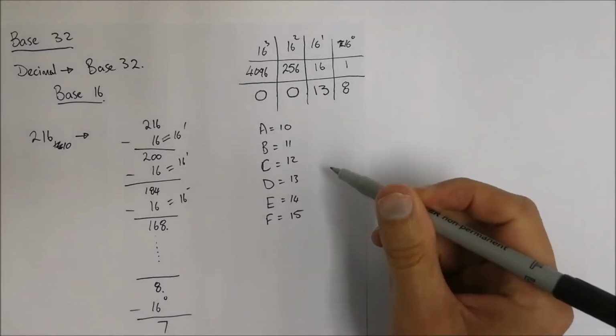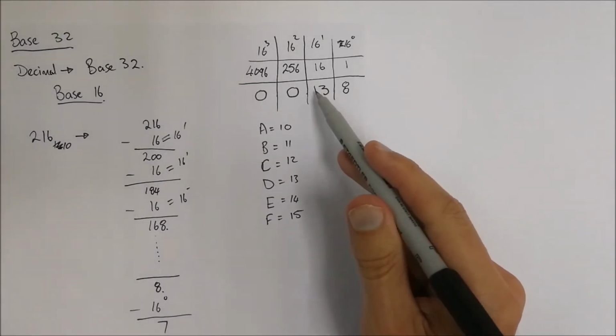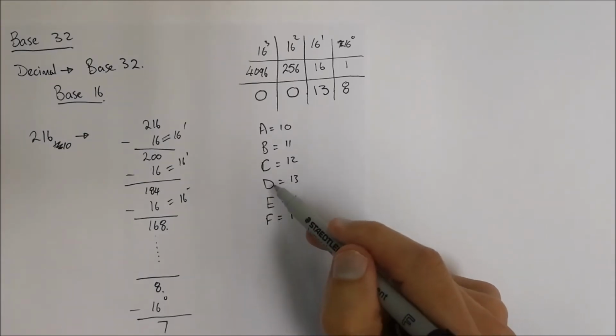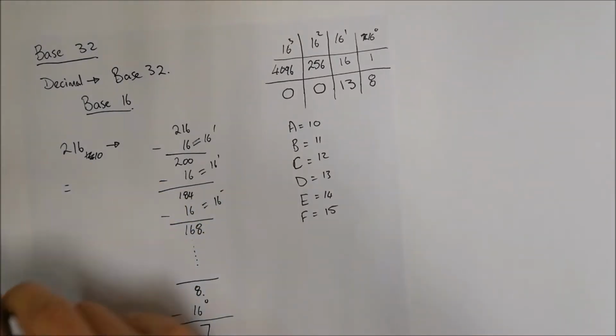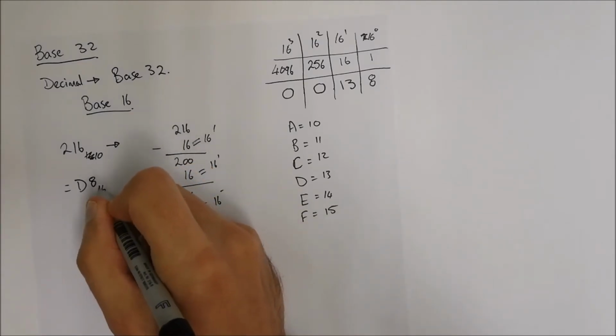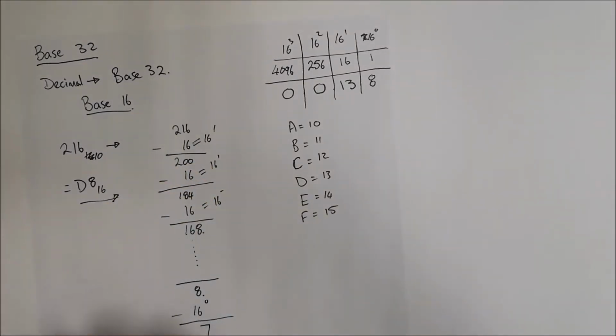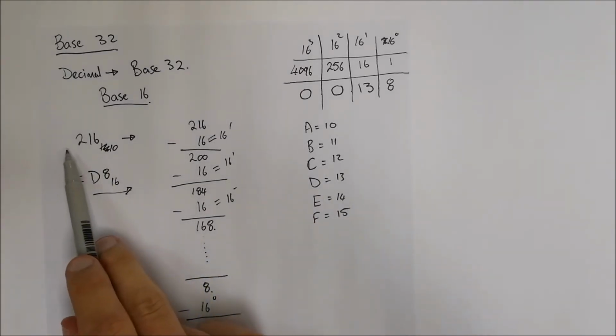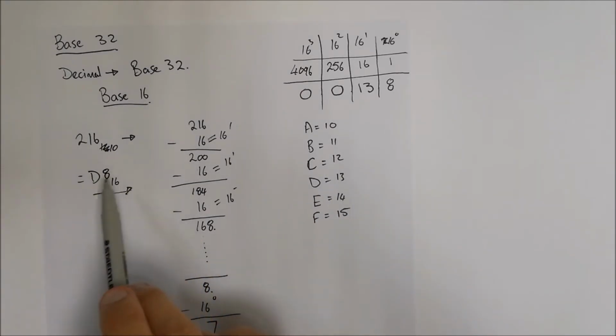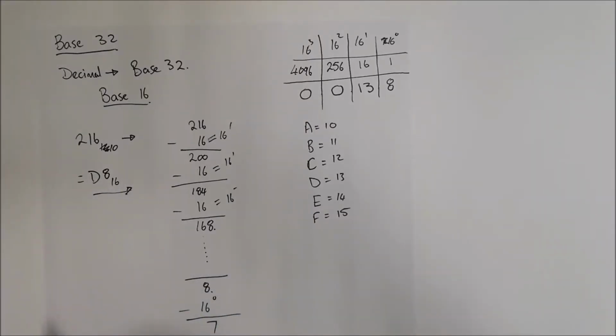Okay, so as soon as we get the number 13, we can correlate that to being the letter D. Therefore 216 is equal to D8 in terms of a hexadecimal number. So that's all of the steps we had to take to convert a decimal number to a base 16, or hexadecimal, number.